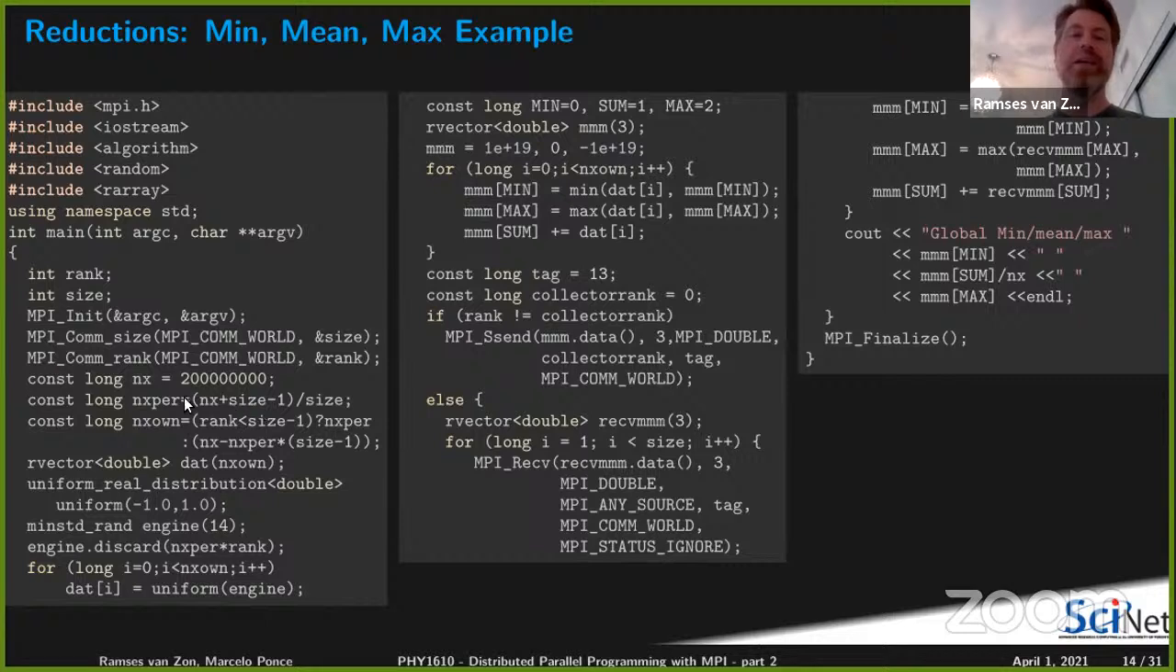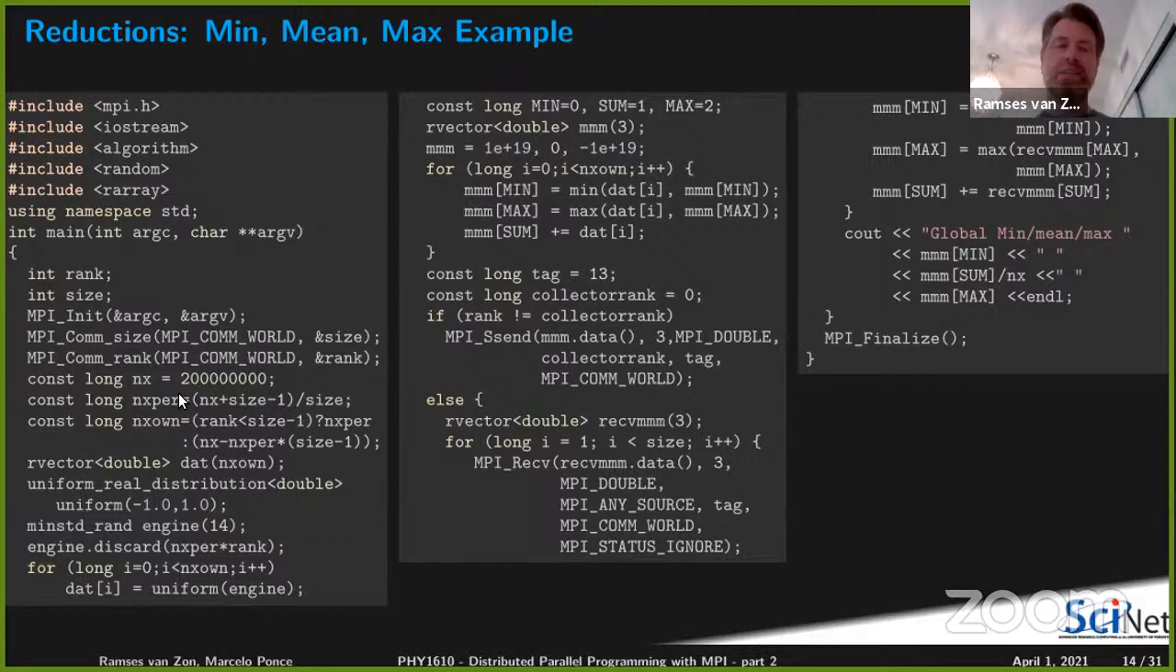They're all calculating how many numbers do I need per process. So nx per, which is computed here in a way that it rounds up. Okay, and that's useful because we don't want to miss any points. So it rounds up by adding size - 1 and dividing by size. And then with integer division, that's a roundup.